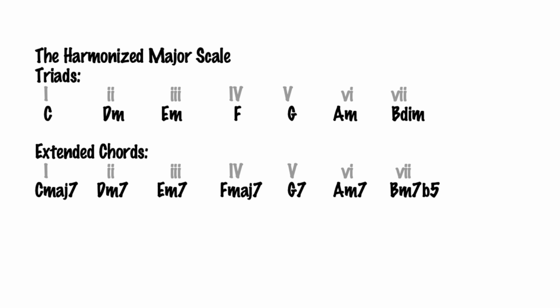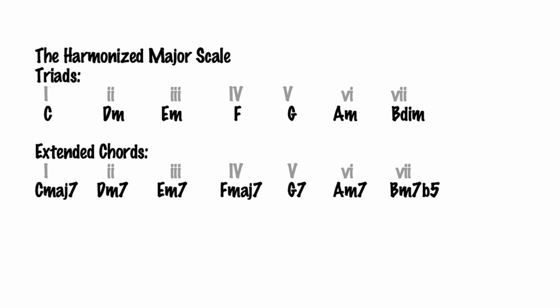Now the theory. Here are the chords in the key of C. When we harmonise the C major scale, we get C, D minor, E minor, F, G, A minor, B diminished. Or if we extend those chords, C major 7, D minor 7, E minor 7, F major 7, G 7, A minor 7, and B minor 7 flat 5.